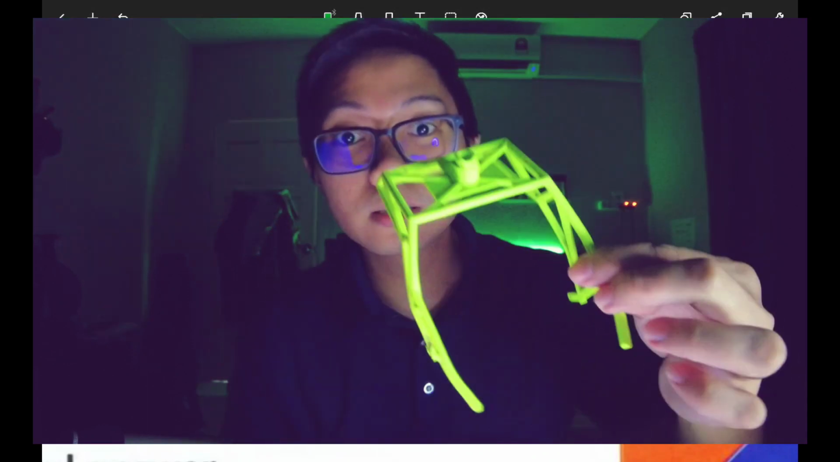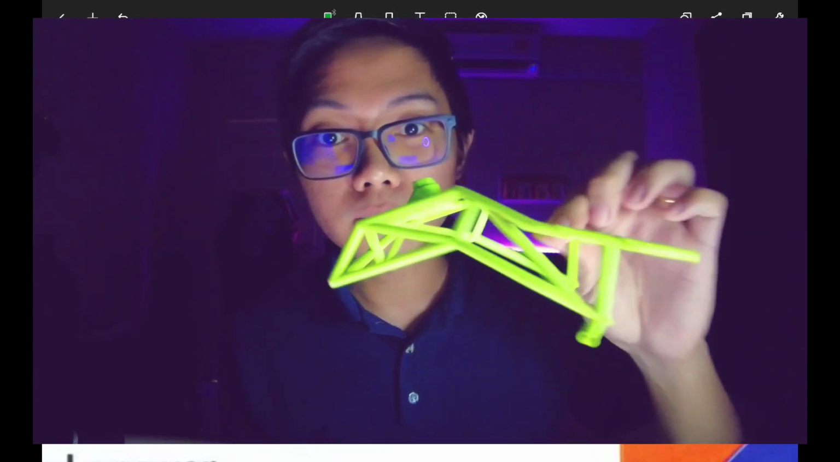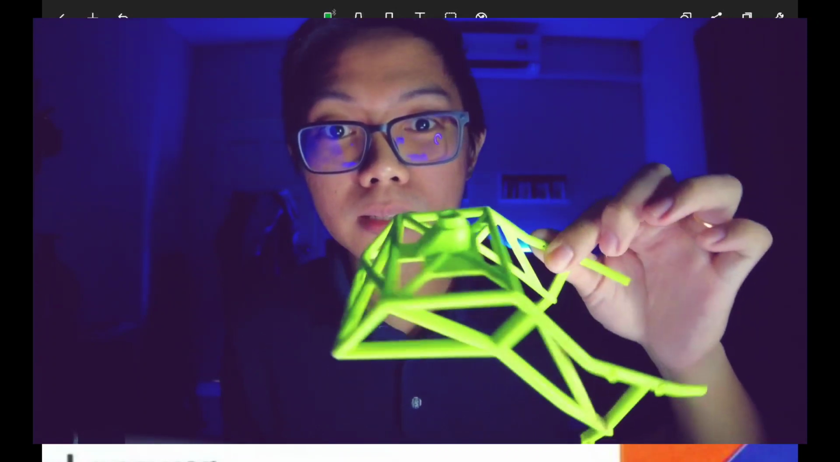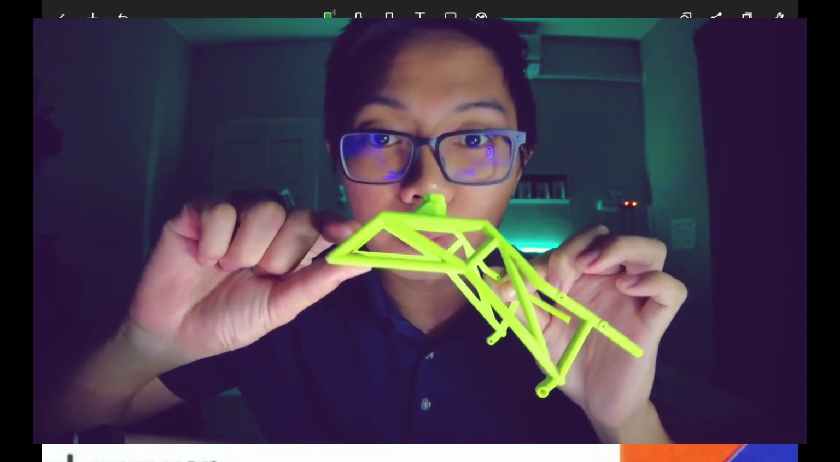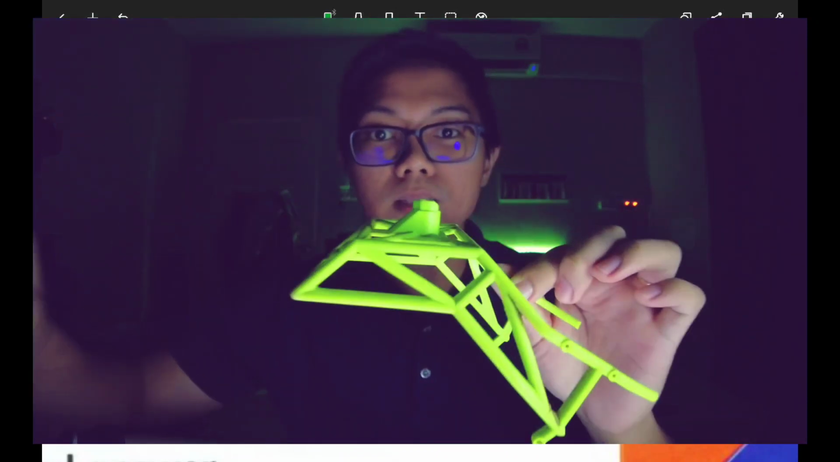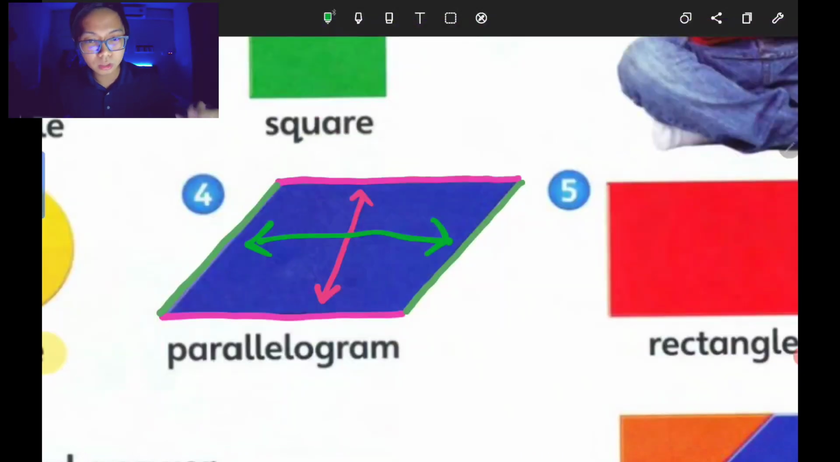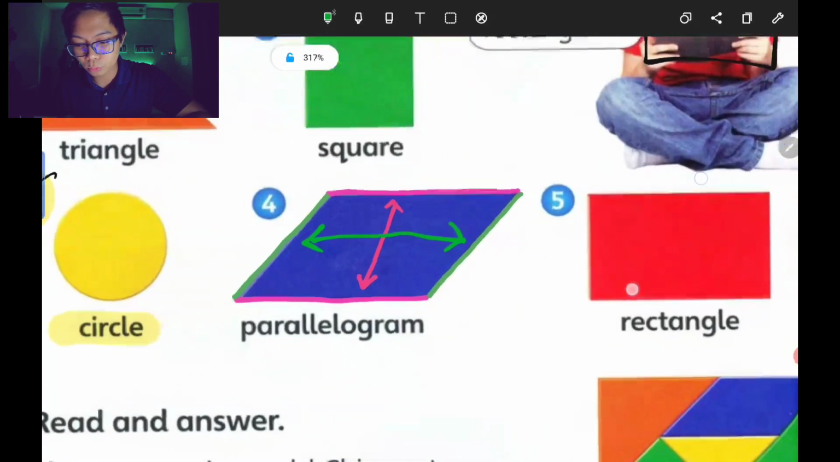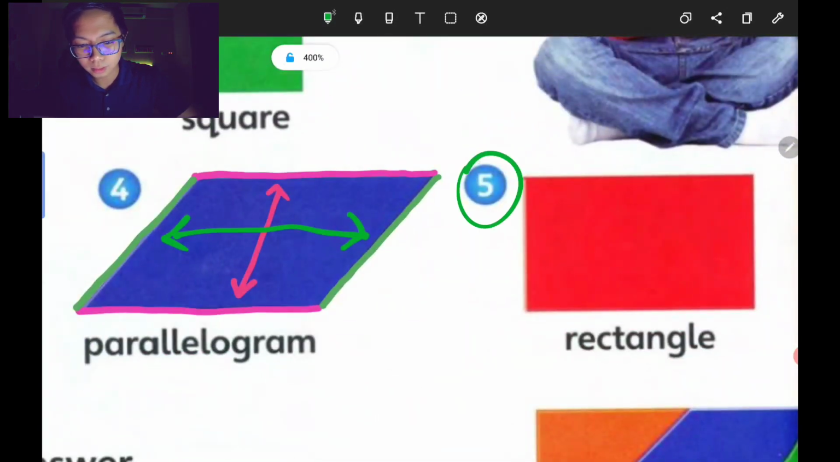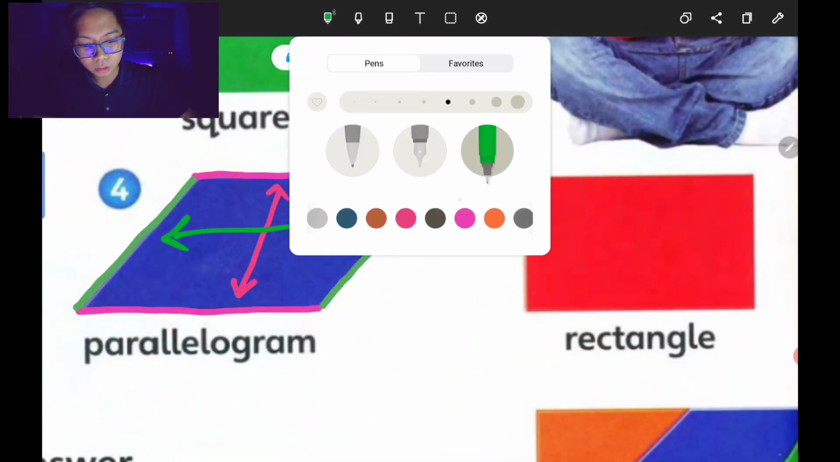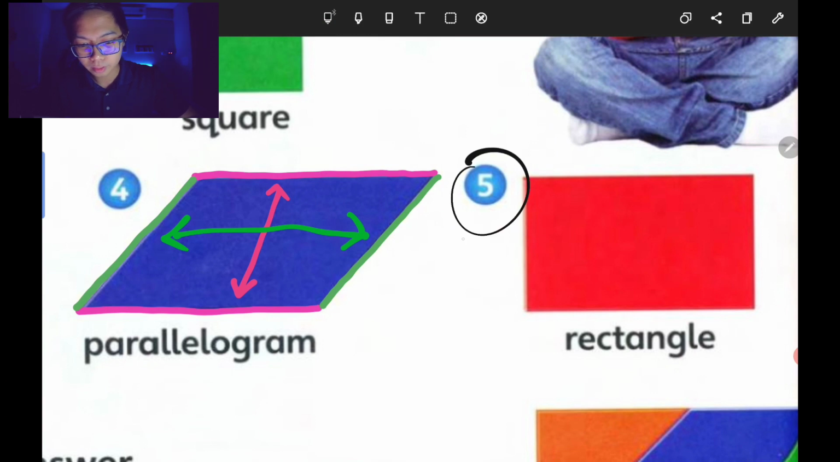So this one is the spare part. Okay, ini part cikgu punya kereta mainan. Cikgu dapat cari the shape. Okay, I hope it's clear. So next shape is rectangle, number 5. Okay, shape number 5 is rectangle.